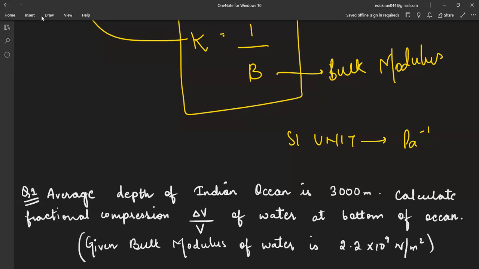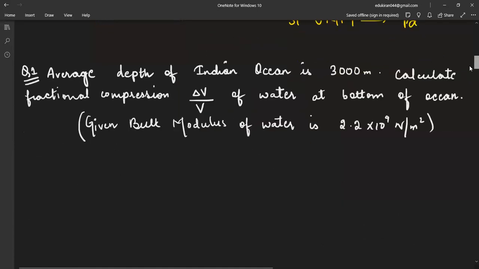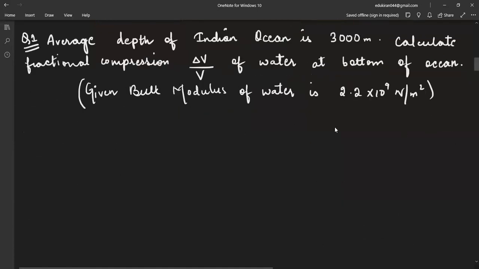Plus, this question I'll directly discuss because see, it has a concept from fluid mechanics and we haven't done fluids. This is that the average depth of the Indian Ocean is 3000 meters. Calculate the fractional compression, that is delta V by V, of water at the bottom of the ocean. Bulk modulus is given, delta V by V you have to calculate, height is given. So which quantity is missing for calculation of delta V by V? You have bulk modulus, you have delta V by V, you do not have pressure, right?